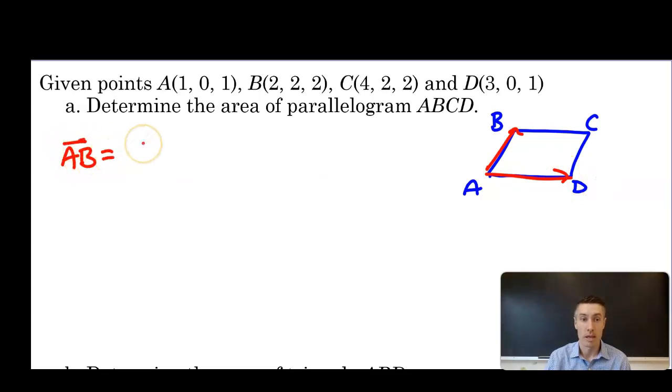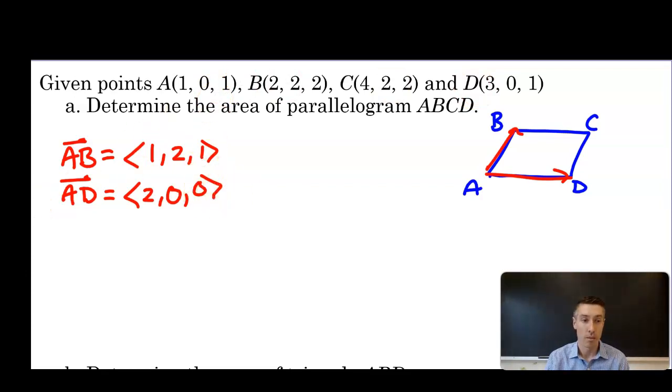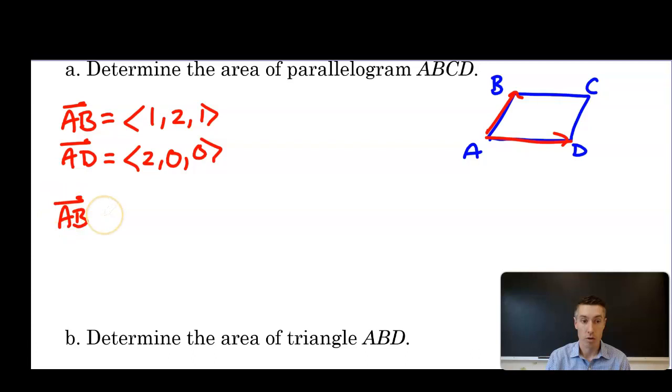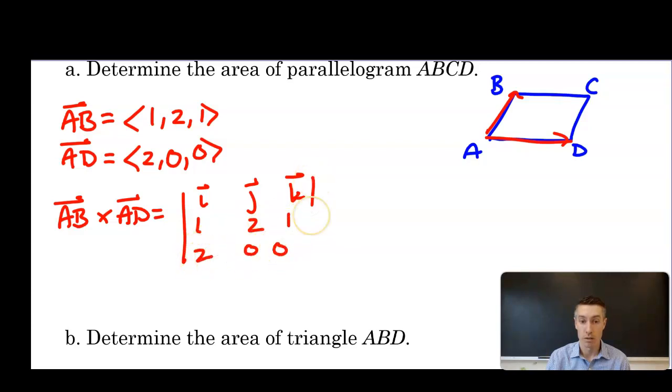So vector AB, terminal minus initial: 2 minus 1 is 1, 2 minus 0 is 2, 2 minus 1 is 1. AD: 3 minus 1 is 2, 0 minus 0 is 0, 1 minus 1 is 0. So that gives us a few nice numbers. So we're going to find the cross product. Now the order doesn't matter because ultimately we will be taking the magnitude. So we'll just go AB crossed AD: 1, 2, 1, 2, 0, 0.